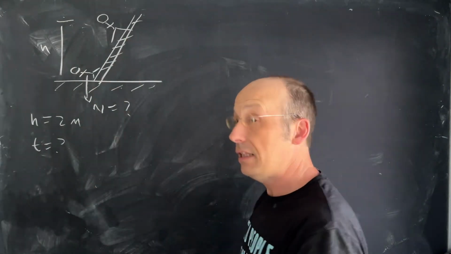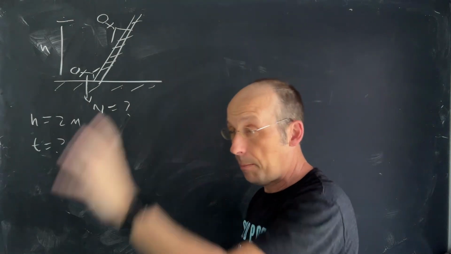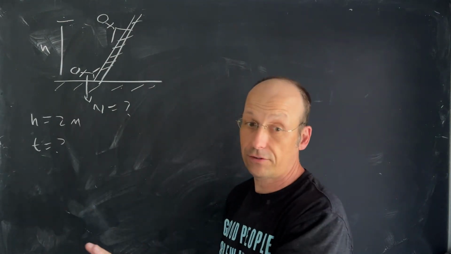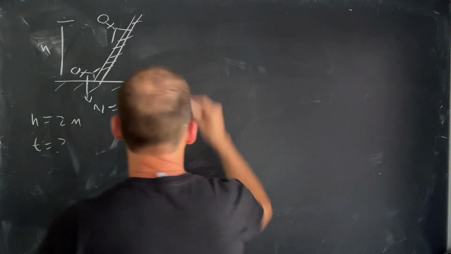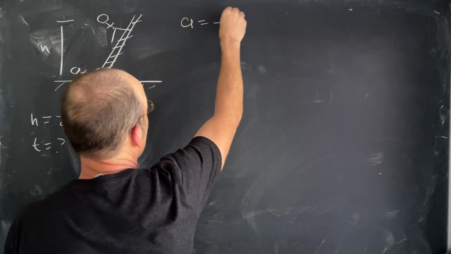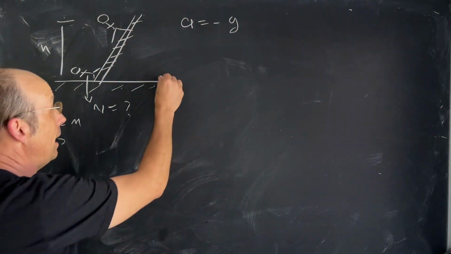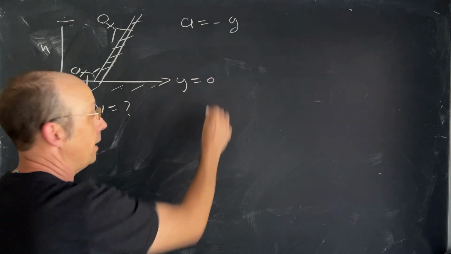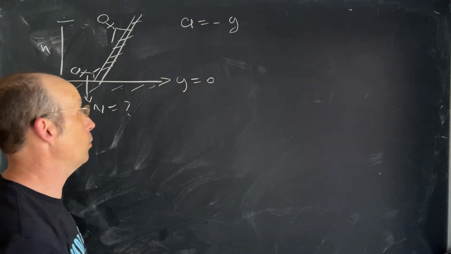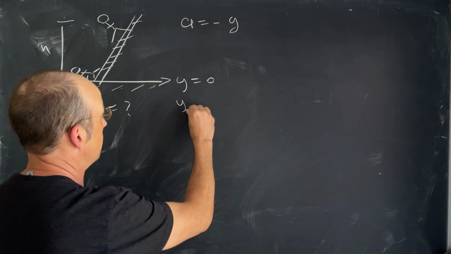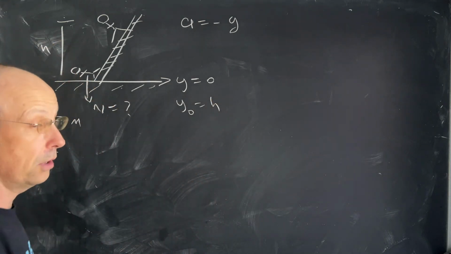Okay, so this is a kinematics problem. We know that his acceleration is g. Right, so the acceleration is going to be actually negative g. Now, what else do we know? Well, we can pick down here as y equals 0. So his final position is y equals 0. His initial position is going to be the height h.